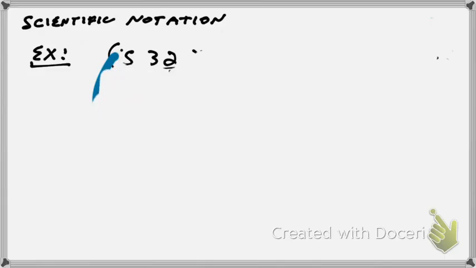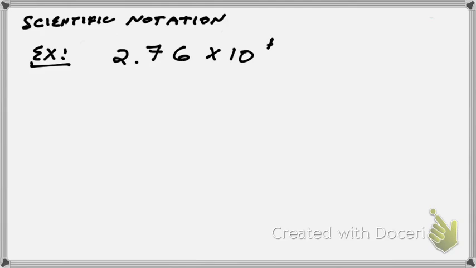Let's do addition and subtraction. So let's go ahead and do some addition and subtraction. Let's look at this example that we have here. So let's use a simple one, okay? Let's say we wanted to add 2.76 times 10 to the 4th and 2.86 times 10 to the 4th, okay?